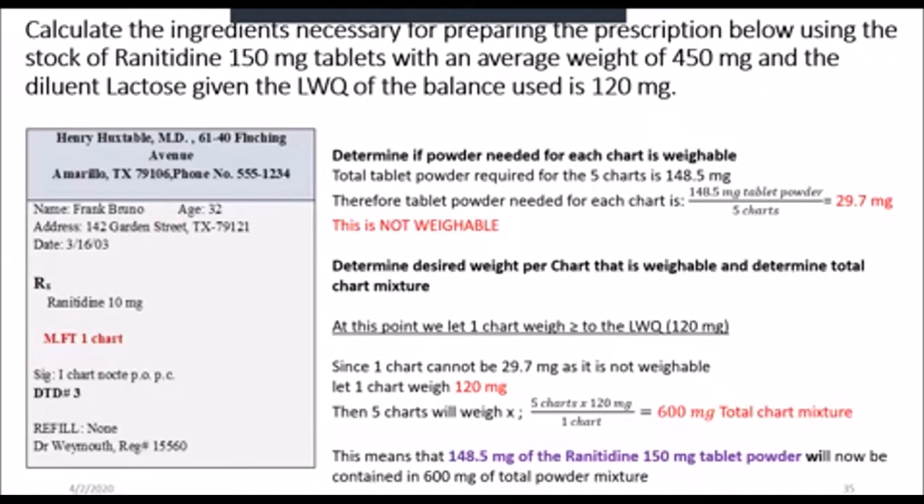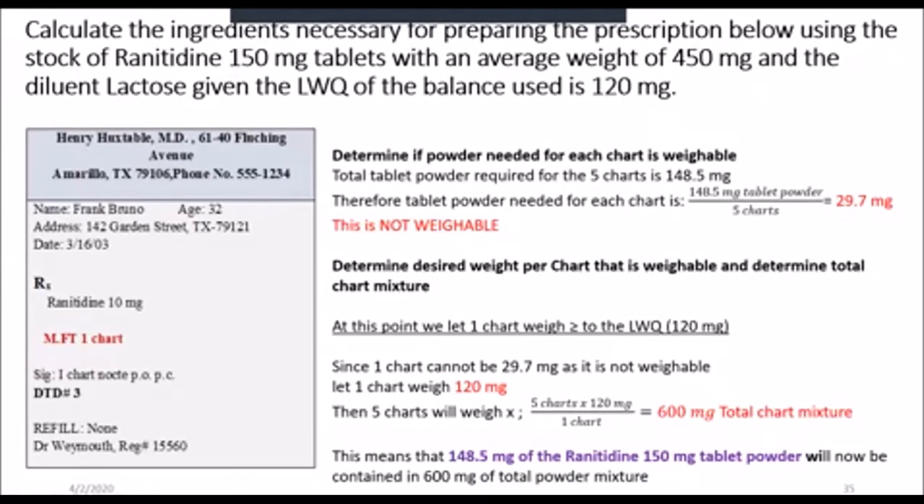At this point, we're going to determine the desired weight per chart that is weighable, which will in turn give us our total chart mixture. Remember that we can let one chart weigh greater than or equal to the least weighable quantity. So that can be 120, 130, 150. But we here in our compounding pharmacy like to be very conservative. So we are using the least weighable quantity. So we're going to let one chart weigh 120. Therefore, 5 charts will require a total powder mass of 600 milligrams.